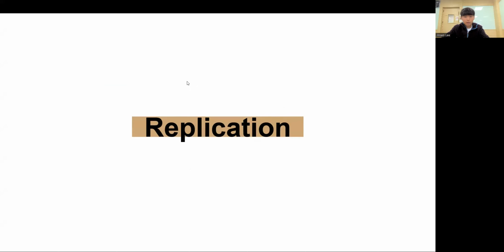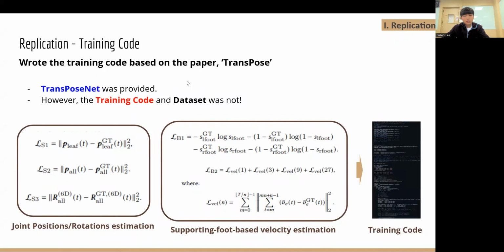First, let's talk about the replica. When we first looked at the GitHub repo that the authors gave, we found out that the training code and the dataset weren't provided. Thus, we first recreated the training code, and we referenced the loss functions from the paper and were able to finish up the training code.